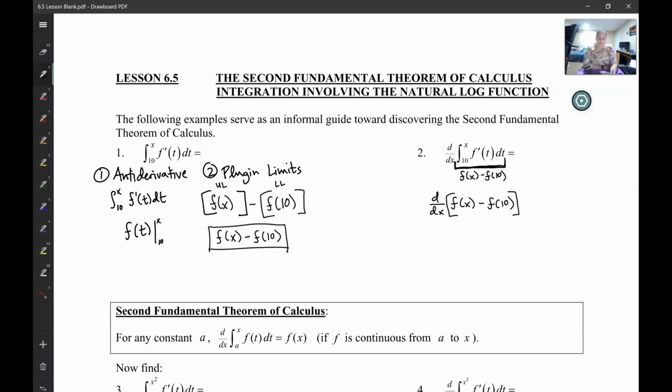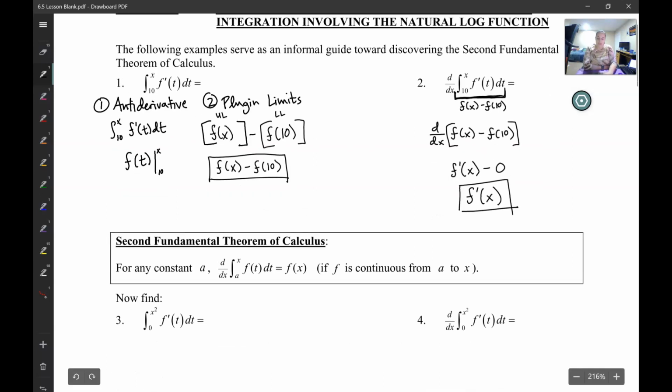The derivative of this first one is going to be f prime of x, the derivative of f of x. However, this second one, that's a number. f of 10 is inputting 10 to the equation. That's a number. And the derivative of a number is 0. So what I really get is f prime of x.